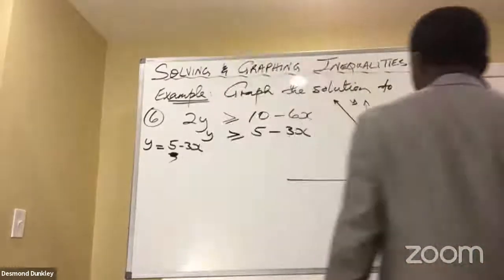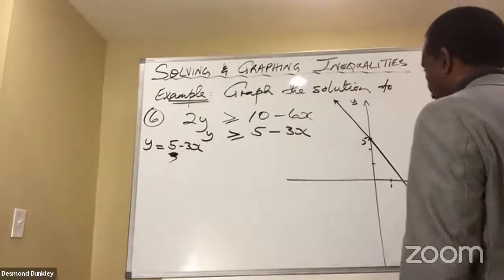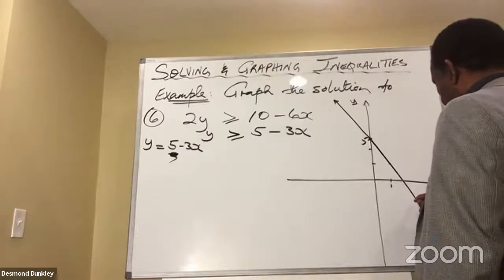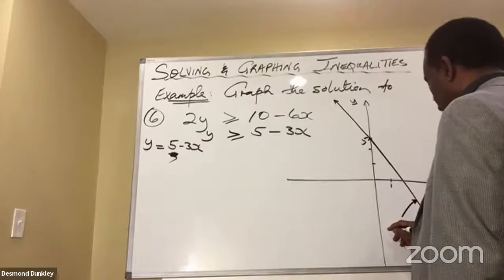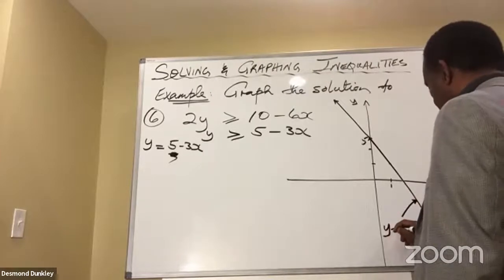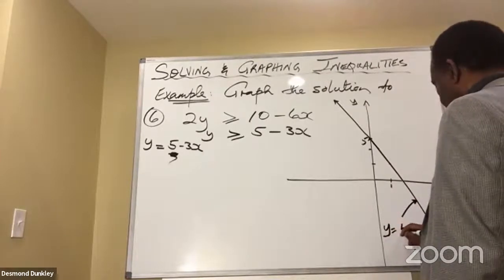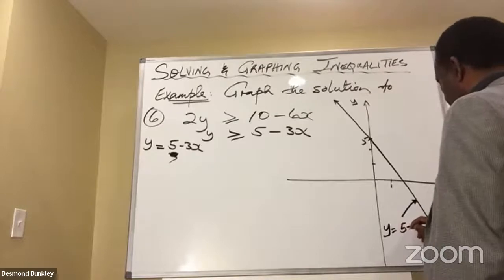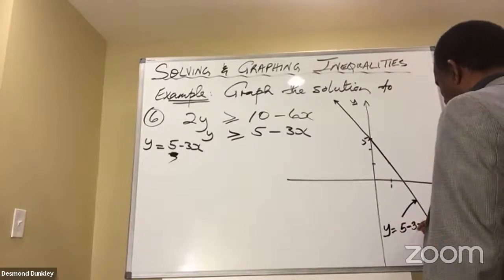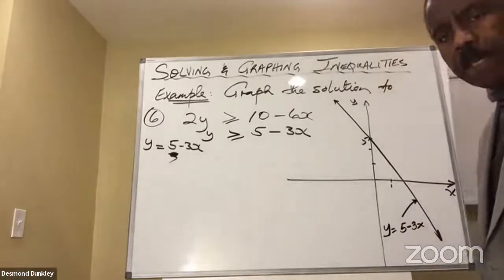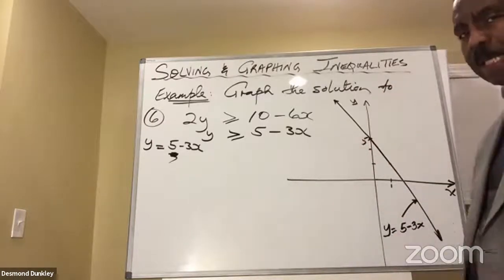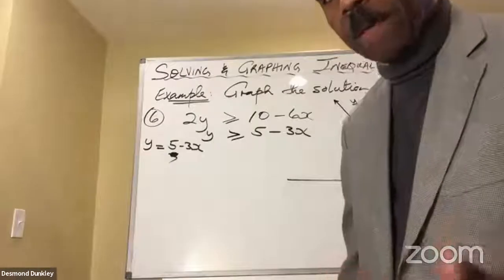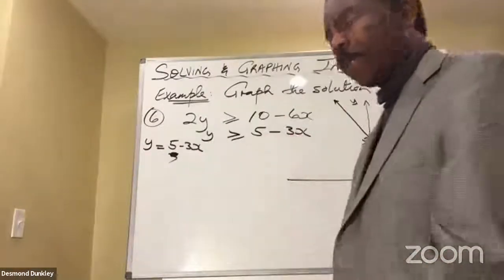Okay. Then of course, this is a graph of our boundary, which is y equal to 5 minus 3x. So that's our boundary. Our dividing line, that's our border. It divides the area that is your solution from the area that is not your solution.